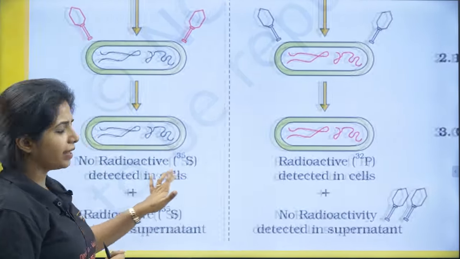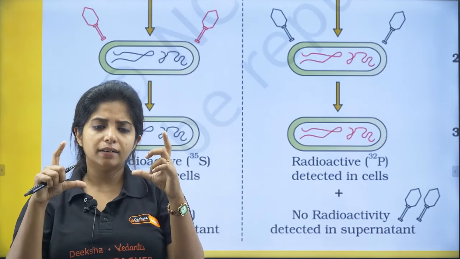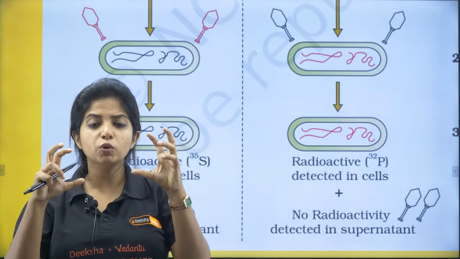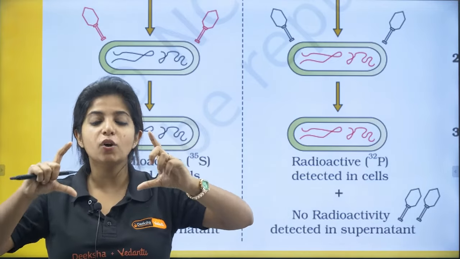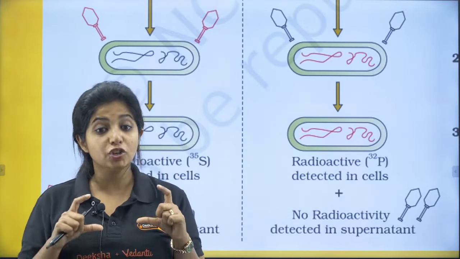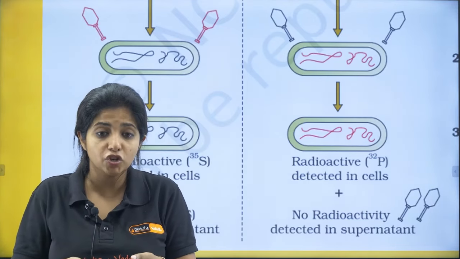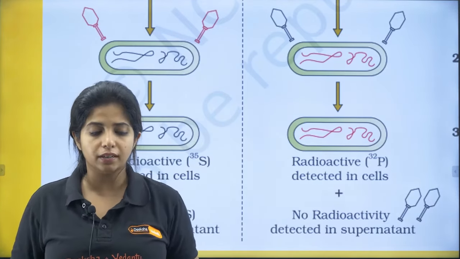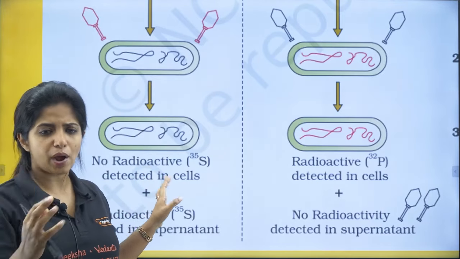So over here, when the supernatant was seen, it was seen that it was radioactive. Always remember, supernatant always contains the proteins, and the pellet will contain what? The genetic material, because the pellet has the cell, and the cell will be having the genetic material, my dear children. So the pellet over here didn't show any radioactivity.